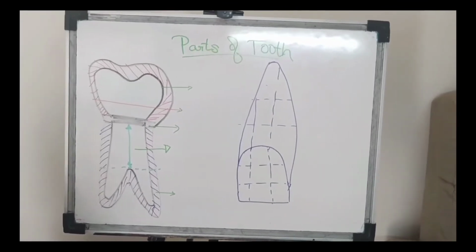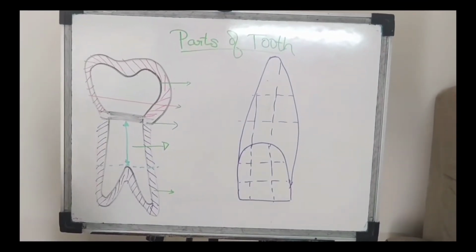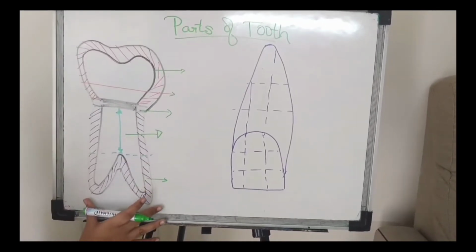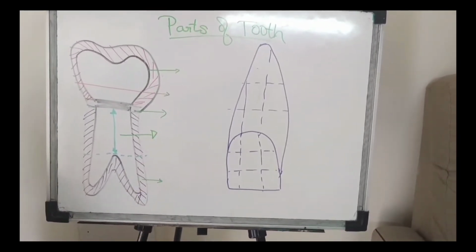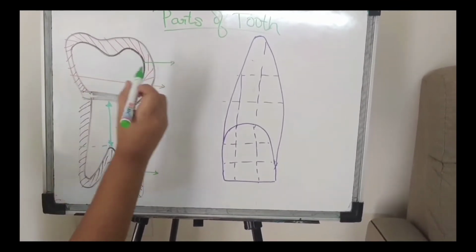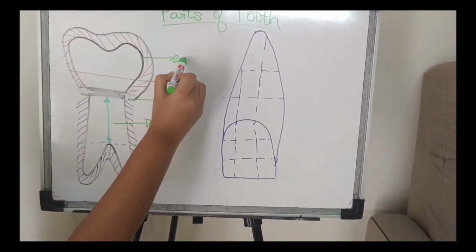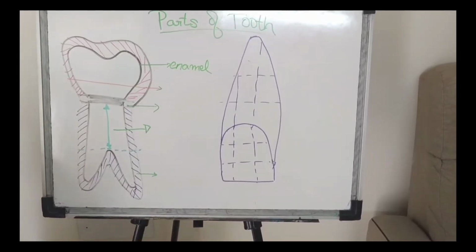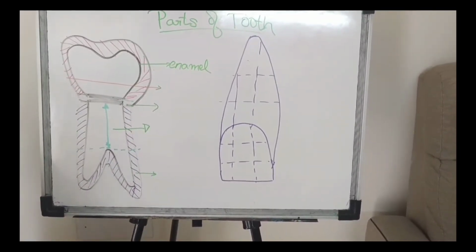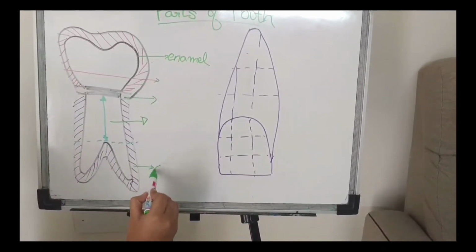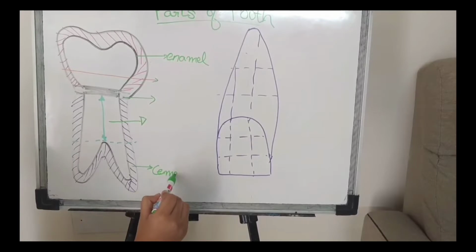Today we will be dealing with the topic parts of tooth. This is the continuation, so let's begin without any further ado. You can see this pink line, the pink part I've shaded. This is nothing but the enamel, the outermost covering of the crown. And this purple line, this part, is called the cementum.